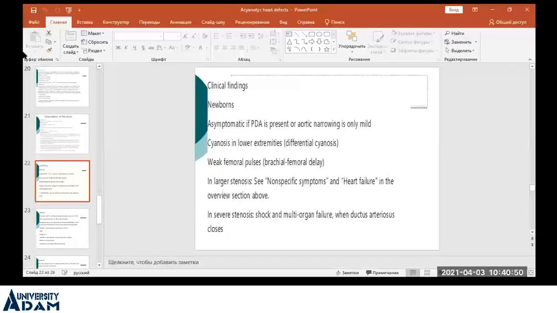Clinical findings in newborns: asymptomatic if PDA is present or aortic narrowing is only mild. Cyanosis in lower extremities, differential cyanosis, weak femoral pulses, brachial femoral delay. In severe stenosis, symptoms of heart failure, shock, and multi-organ failure.